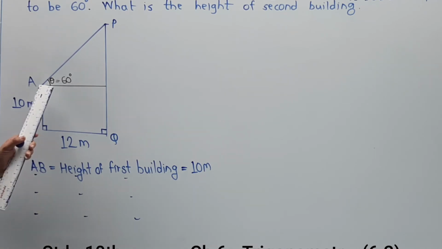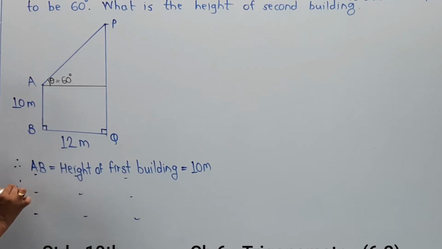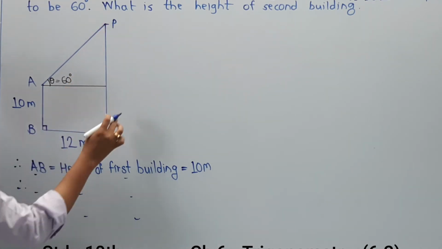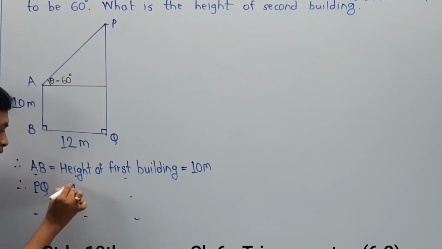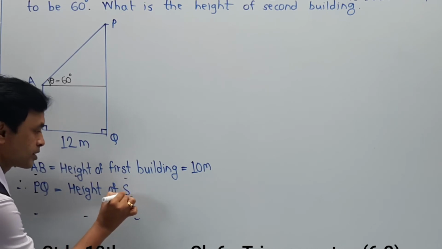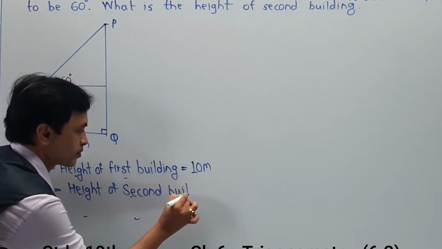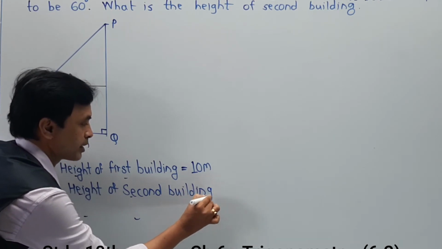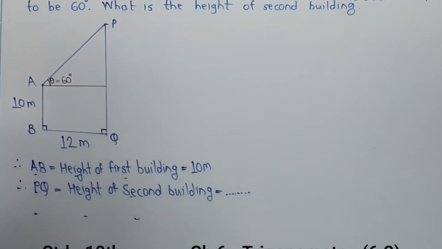Now coming to the part over here, the angle of elevation. So the second part is here, PQ. I am going to indicate it as PQ, that is the height of the second building. And remember, we want to calculate it, so I am going to write equal to and dots. It means you can remember that yes, this is the quantity you want to find out.